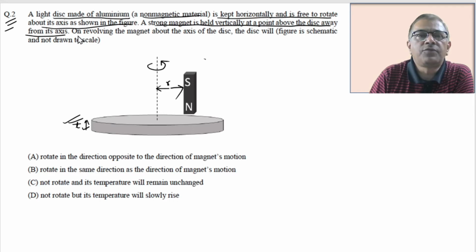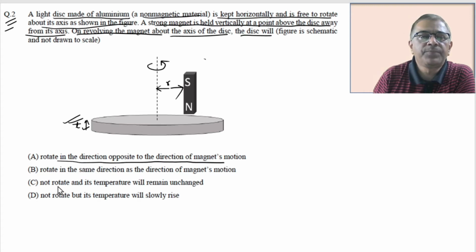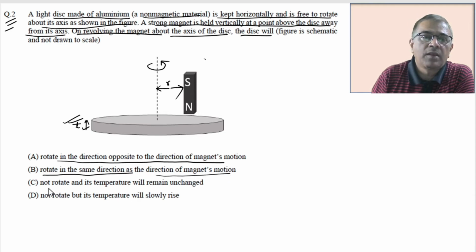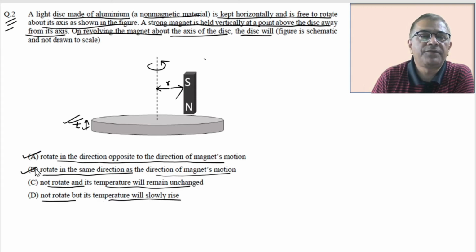rotation. On revolving the magnet about the axis of the disk, the disk will rotate in the direction opposite to the direction of magnet rotation; will rotate in the same direction as the direction of the magnet's motion; will not rotate and its temperature will remain unchanged; or will not rotate, but the temperature will slowly rise. So these are the 4 different options.